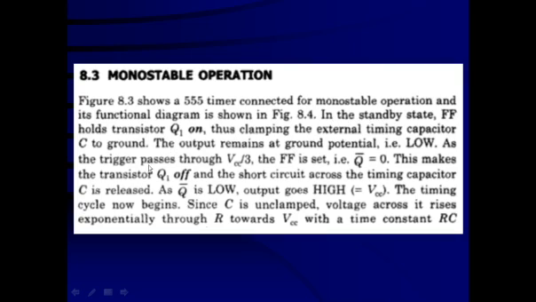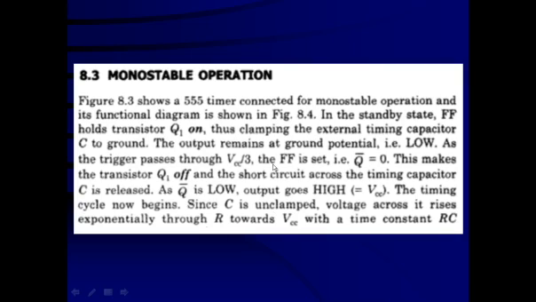In the standby state, the flip-flop holds transistor Q1 on because the output of the flip-flop, Q bar, is high, Q is low, and Q bar is connected to the base of the transistor Q1, so the base-emitter junction of the transistor Q1 is forward biased, so this transistor is always on. Thus, it clamps the external timing capacitor C to the ground. That means it provides a short circuit across the capacitor C, which is connected outside. So the capacitor remains discharged. The potential difference across the capacitor is 0 only.